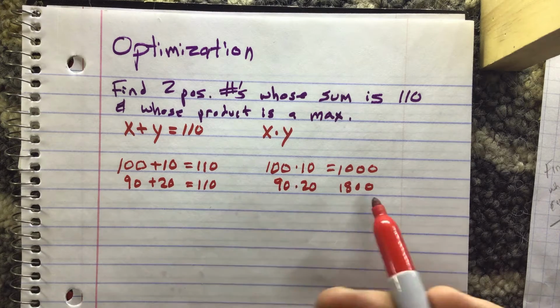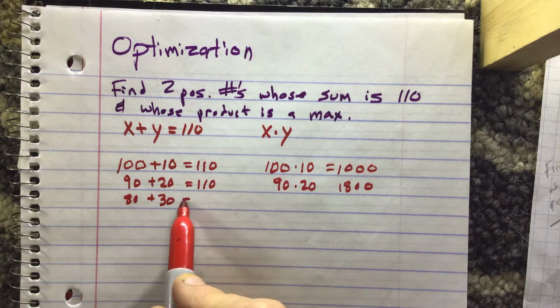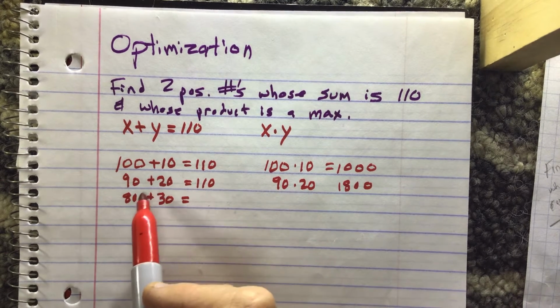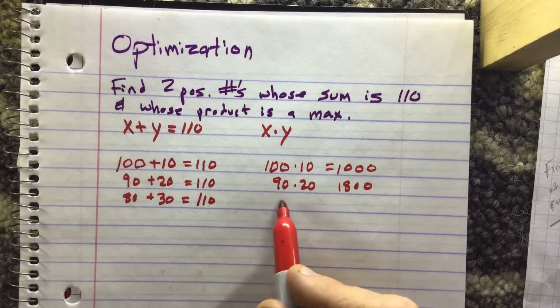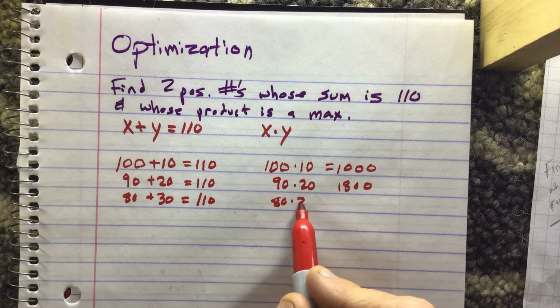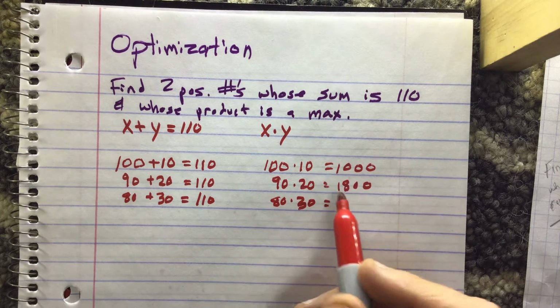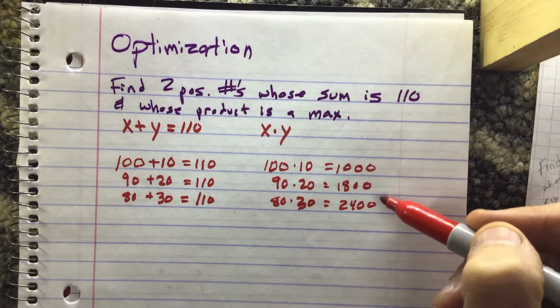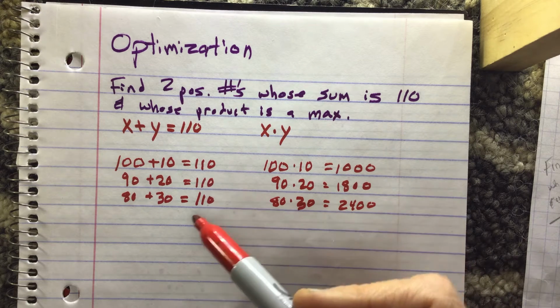So you could do this by trial and error. 80 plus 30, and all the numbers in between, like 91 plus 19, and every product all the way down. So this also equals 110. 3 times 8 is 2,400. So you can see the product is getting larger. We want to maximize the product while getting the same sum.